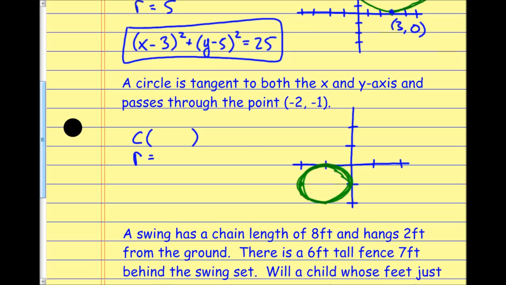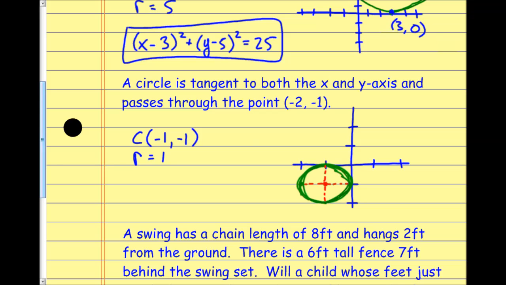It's going to have to be here at -1, -1. And now I can see that my radius in every direction is a 1. Okay? And so just by drawing a quick sketch of this thing, I can see that the center is -1, -1. I can see the radius is 1. And now I can write the equation of this thing.